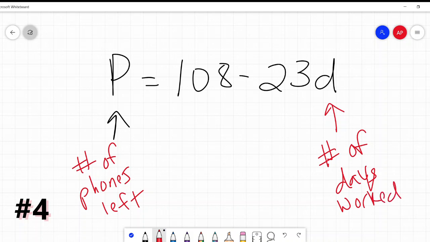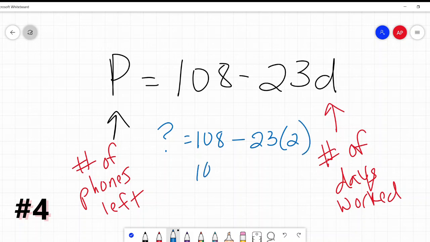So let's put in some real numbers and kind of visualize this. If she has worked 2 days, how many phones does she have left? It's 108 minus 23 times 2, 2 days. So 108 minus 46 equals 62. She has 62 phones left.